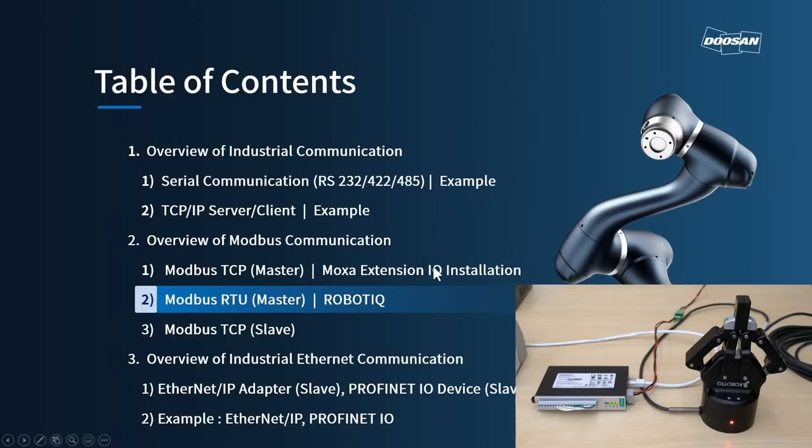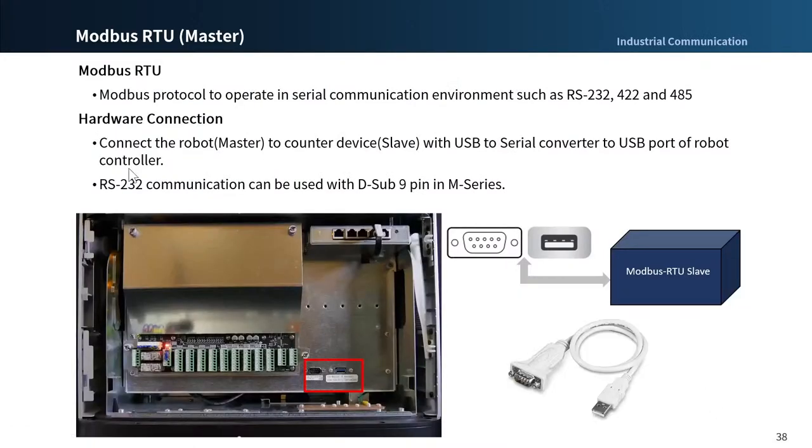Next, I want to introduce Modbus RTU master with the robotic gripper. Modbus RTU is a Modbus protocol to operate in serial communication environments such as RS-232, 422 and 485. For hardware connection, you can use two methods like this, D-sub port or USB. If you have a USB to serial converter, you can use the USB port, like this cable.